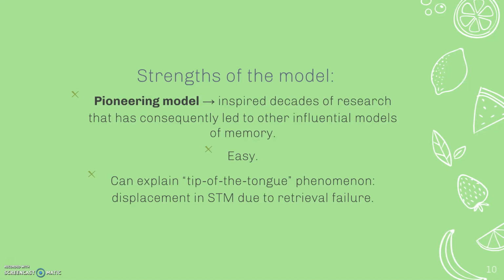Now it's important that we evaluate what we learn because that's one of the command terms that can come up in the exam. So let's look at some of the strengths of this model. Well, like I said, it's from 1968, so it is a very pioneering model. It inspired decades of research into memory, and there have been many models after this one. So yeah, really inspiring, I must say. It is also very easy to understand since it is a simple linear process. And it can also explain the tip of the tongue phenomenon. That's displacement in short-term memory due to retrieval failure.